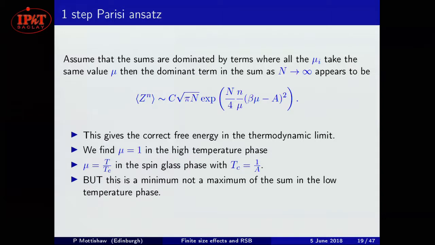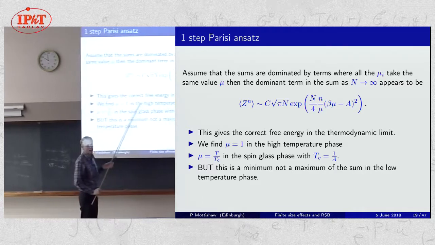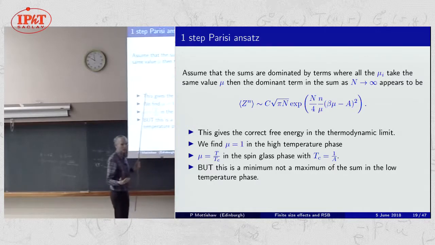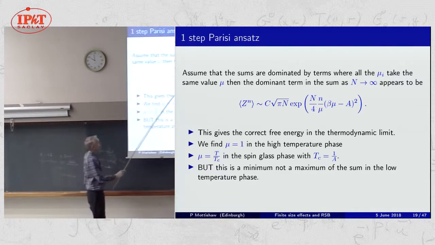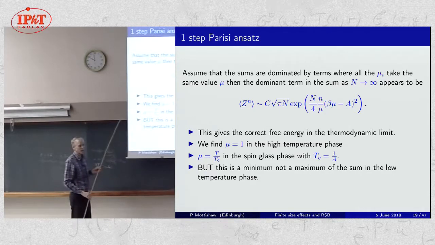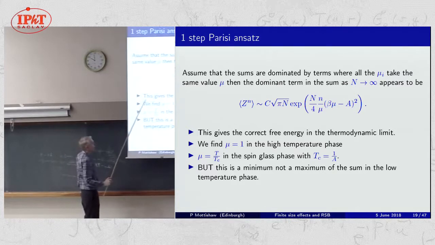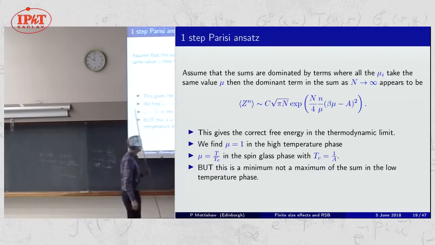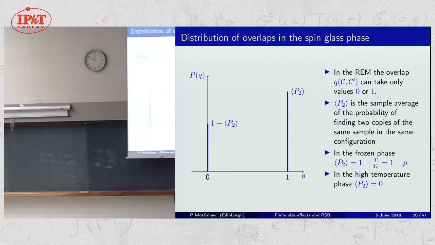So we know with replicas how to solve that problem. All we do is assume that the term that dominates that sum just has all the mu i the same. So that is what's going to dominate the sum. This gives us the leading term of this form, and indeed it gives you what you know to be the correct thermodynamics for the system. And the mu, which is the block size of replicas, is 1 in the high temperature phase, so there's just one block. And then in the low temperature phase, its mu is T over Tc. So it gives you a very simple spin-glass phase. And there you're getting one-step replica symmetry breaking.